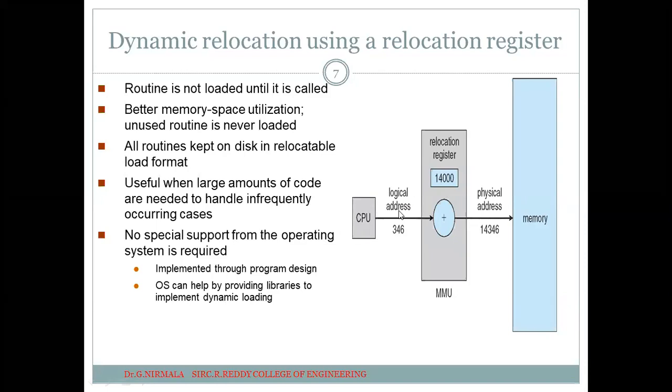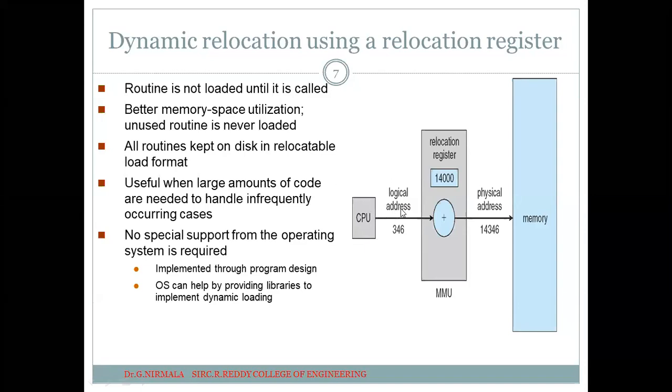Here, if you remember, an address generated by the CPU is called the logical address, and the address generated by the memory management unit is called the physical address, where the process is actually to be loaded into the main memory. The physical address indicates where the process is physically available in the main memory.